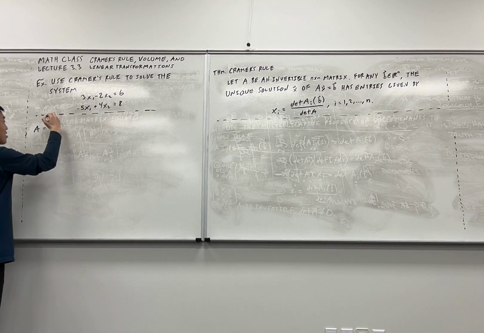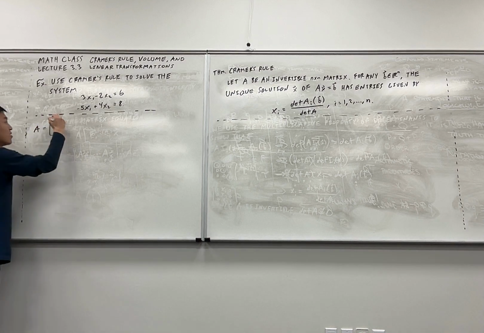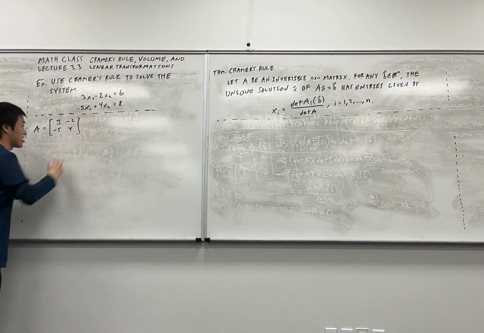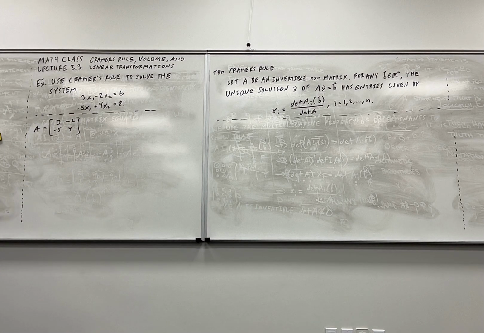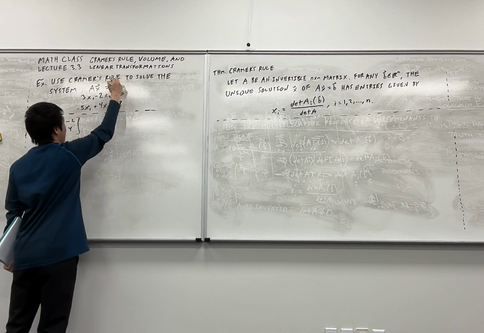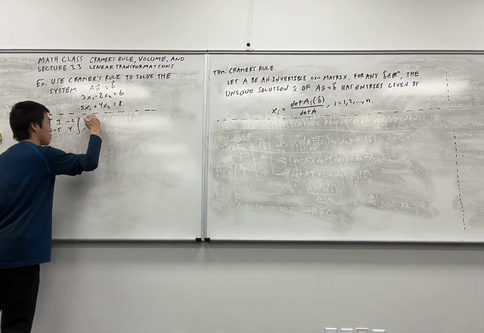So my A here is what? 3, -5, vertical. Yeah, 3 minus 5 minus 2, 4. So I just take the coefficients, not to be confused with the augmented. So don't make an augmented matrix here. We're making a matrix equation, so be thinking of the AX is equal to B. So then what's my B? 6, 8.